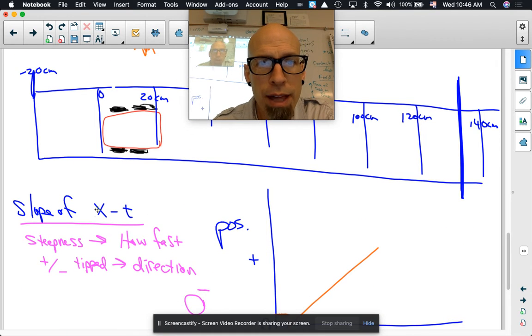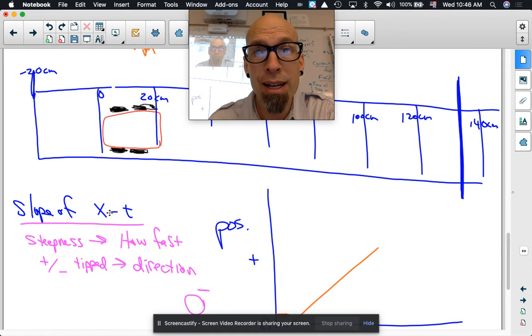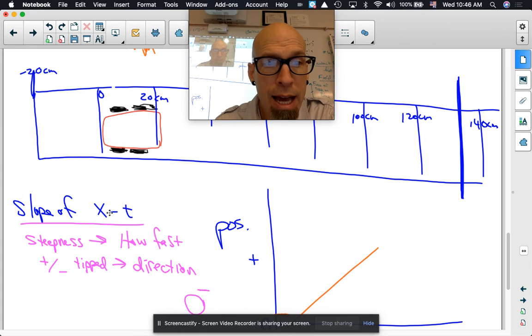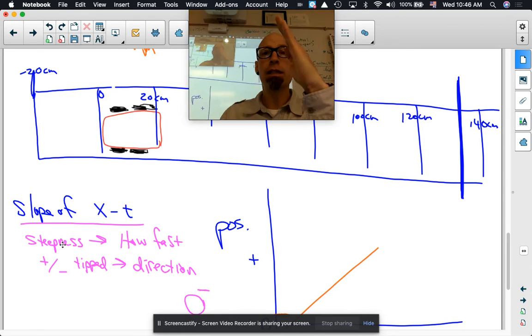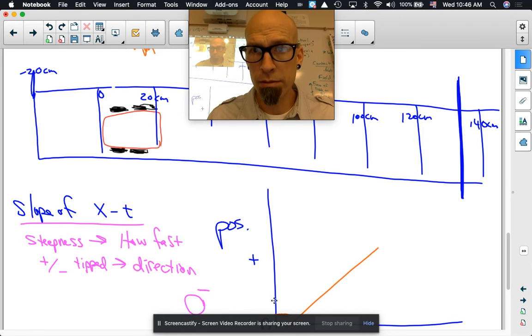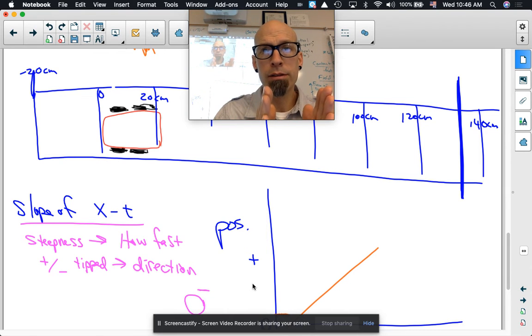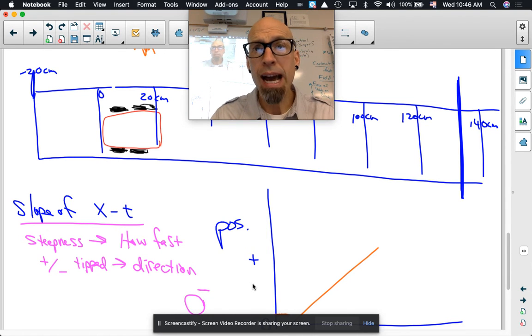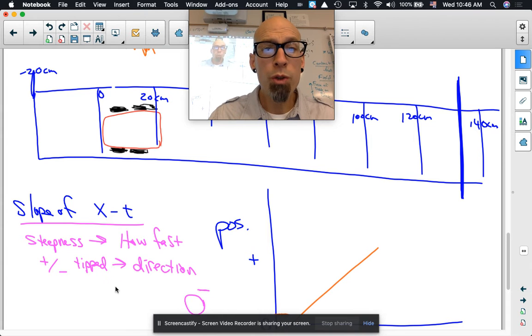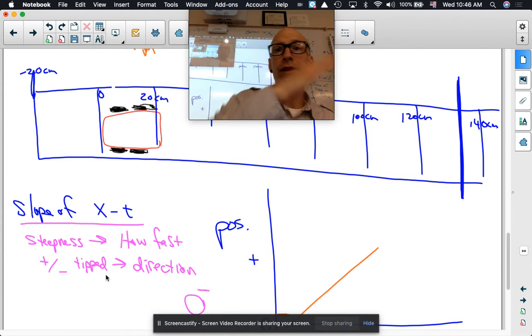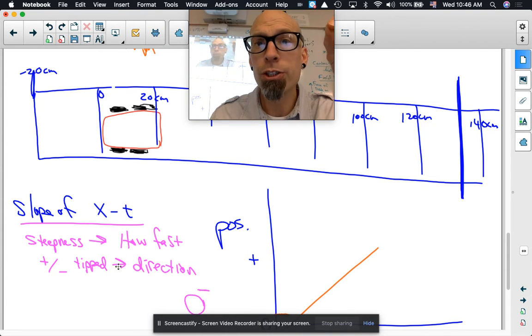The slope of the XT or position time graph, it's telling us two things, okay? How steep it is telling us the how fast part. Write this down. How steep. So how steep that line is on that graph, that's telling you how much position change you're getting every second. That's how fast.